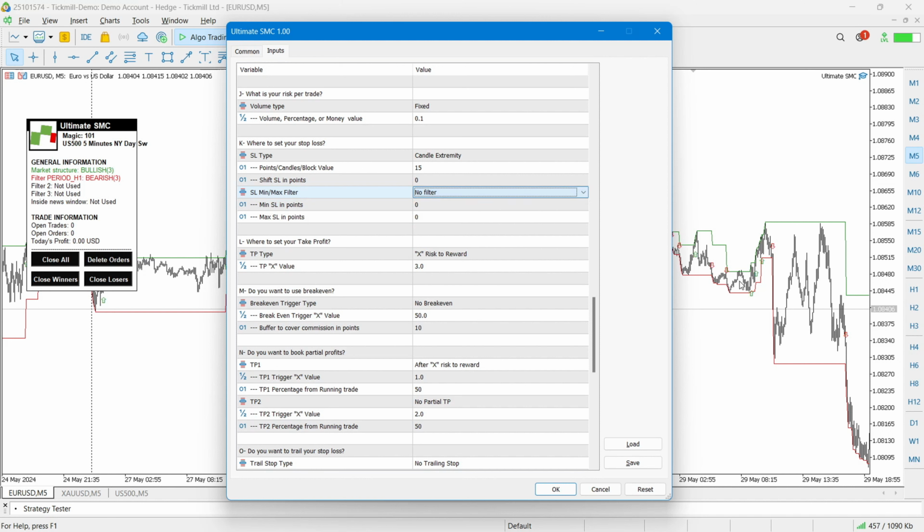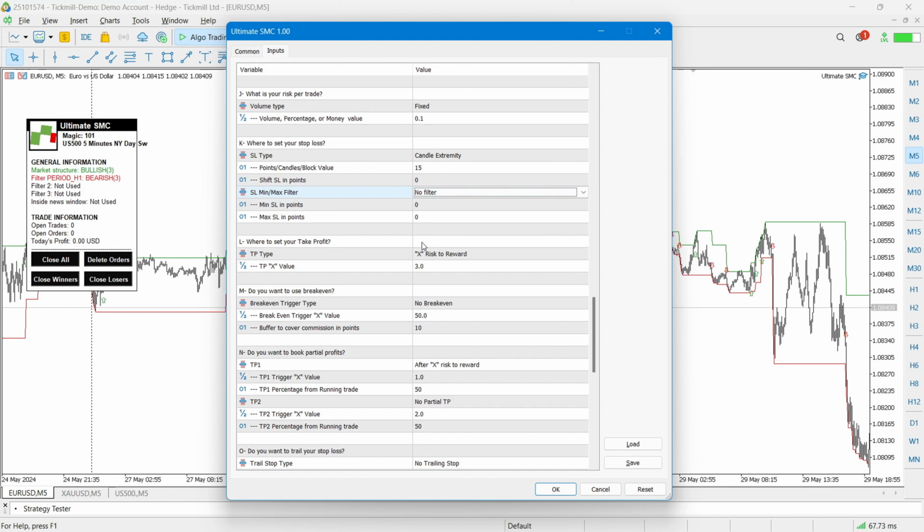For example, you can see here you have sometimes small blocks, you have bigger blocks. And the idea is if you have a very big block, you don't want a stop loss, for example, at 30 pips. Just 10 pips stop loss for a scalping trade is enough for me. So that's how we're gonna use the filter.